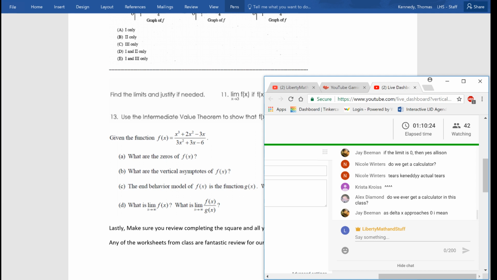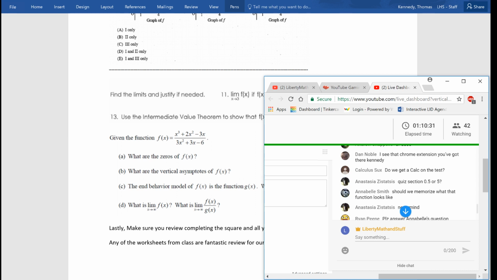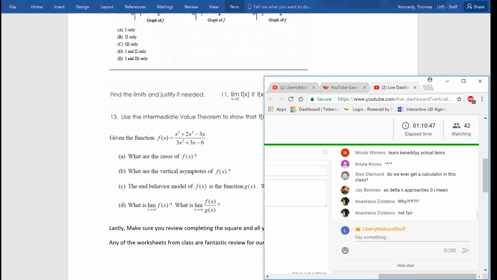Let's see if I missed any questions here. Please answer Annabelle's question. Crap, what is Annabelle's question? Should we memorize what the function looks like? The f of x plus delta x thing? If you memorize what that thing looks like, you'd never need to memorize the function. Why not, fair?